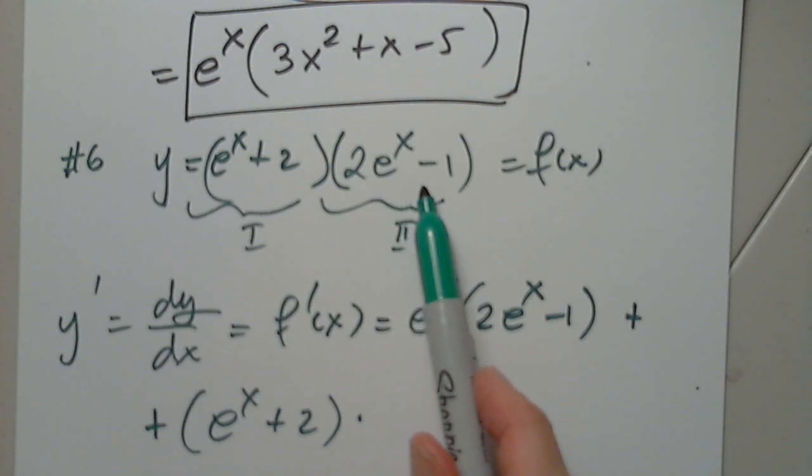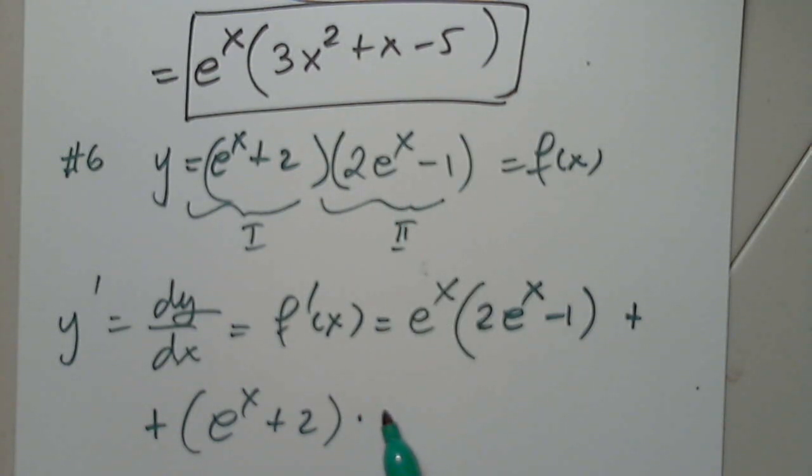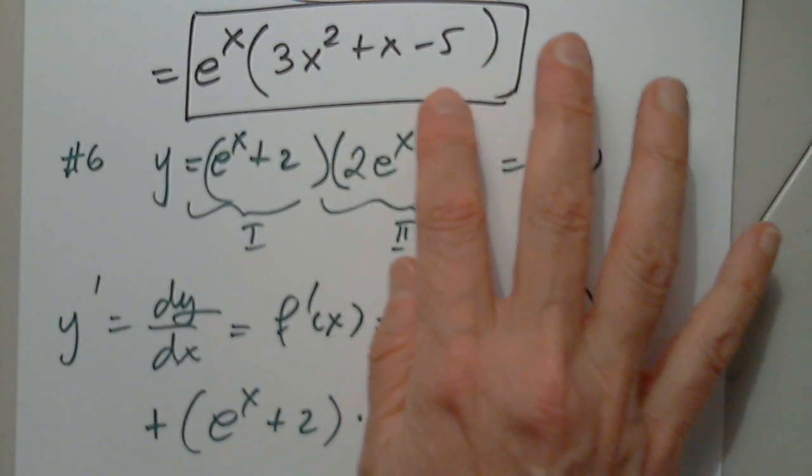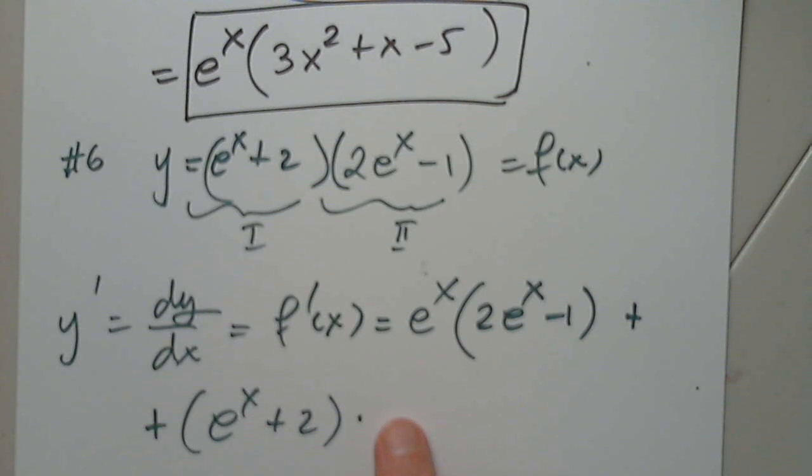Anyone? Please, anyone? The derivative of 2e to the x minus 1. 2e to the x.